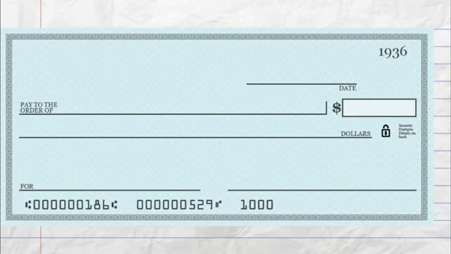The routing number can be found on the bottom left-hand corner of the check. This identifies the bank that issued the check. The account number is the number directly following the routing number at the bottom of the check. This number is unique to your account and tells the bank which account the money should come from.